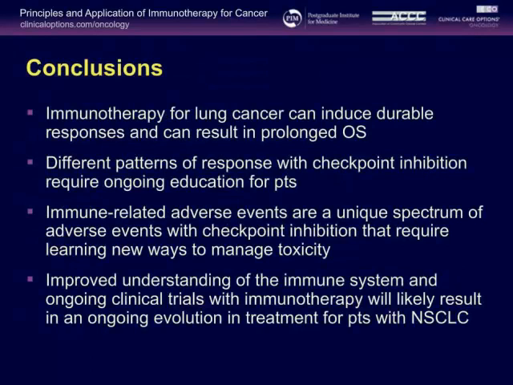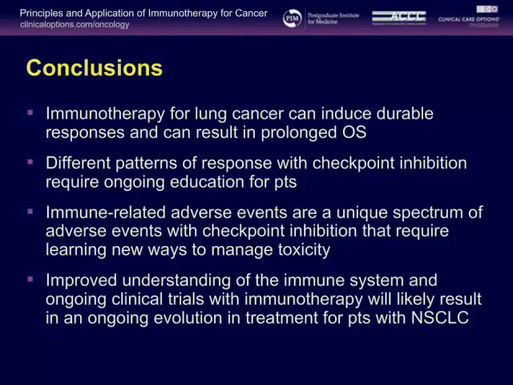So in conclusion, immunotherapy for lung cancer can induce durable responses and can result in prolonged overall survival. Different patterns of response with checkpoint inhibition require ongoing education for the patients as well as for the entire care team. This has to do with that pseudoprogression, which again can happen, but it's rare. So it's fine to mention it, especially before you go into interpretation of your first scan with the patient. But don't be misled. If the patient's symptomatically worse, it is a true progression, and that's far more likely than the pseudoprogression. Pseudoprogression is rare, at most 5%.